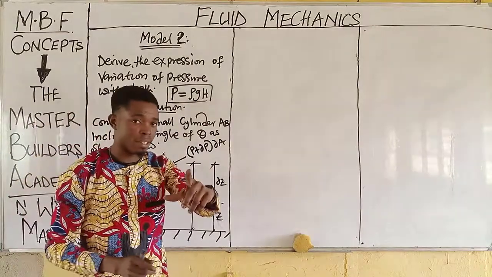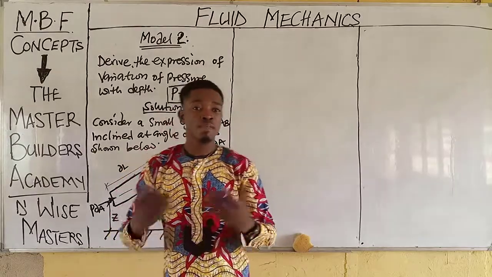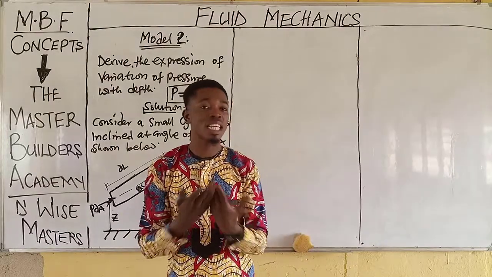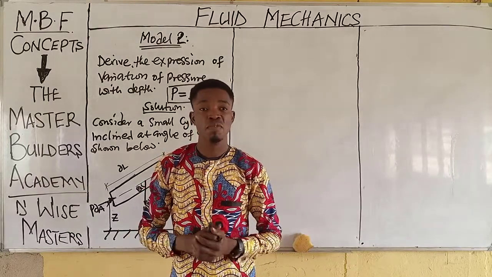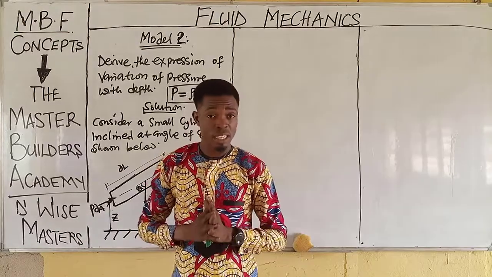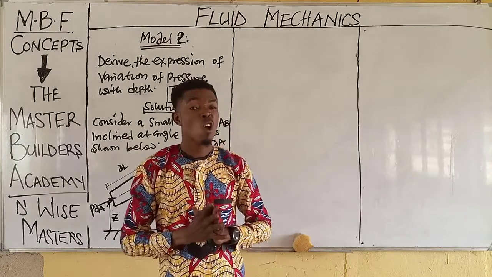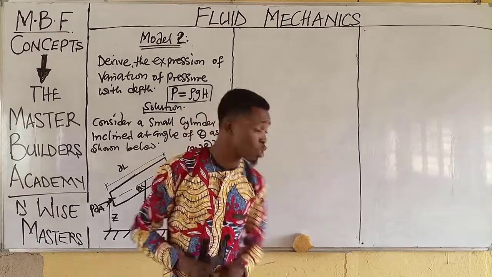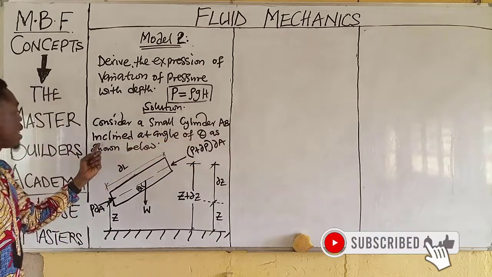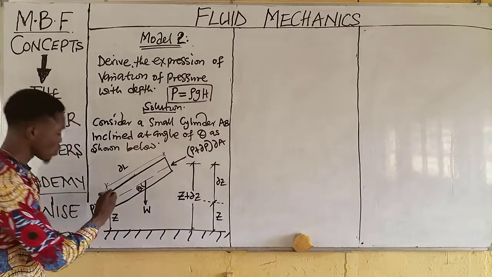The first thing you do, guys, is to consider a cylindrical section. Like I explained earlier, a fluid cannot be conveyed without a vessel. So you must consider a vessel of any form, whether plain or solid. Now, in this lesson, we will be taking solid, and we are going to consider an elemental section of a cylinder. So if you look at the board now, we consider a small cylinder of length AB, inclined at an angle of theta as shown below. So this is the cylinder that we have.